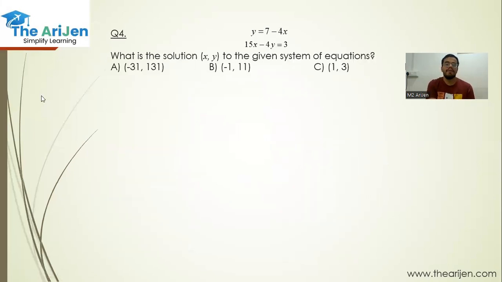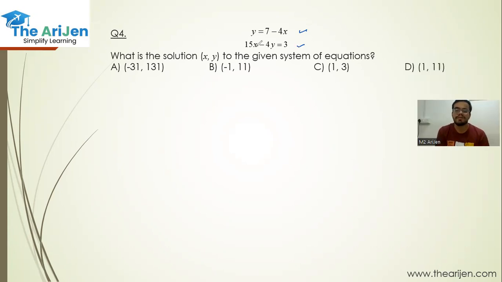Here we have to find the solution of these two equations. Equation 1 is y = 7 - 4x, and the other is 15x - 4y = 3.